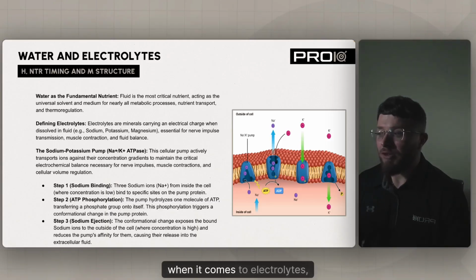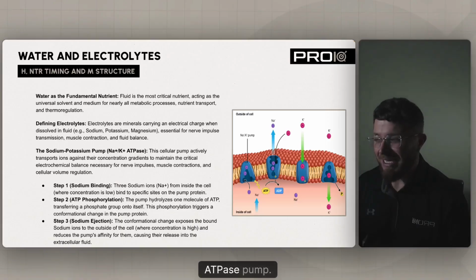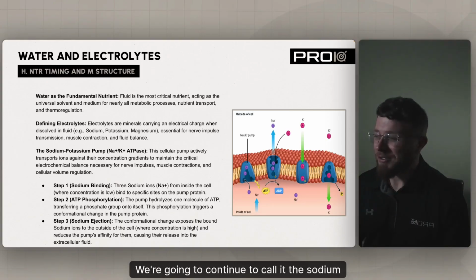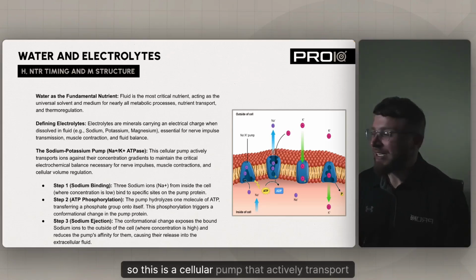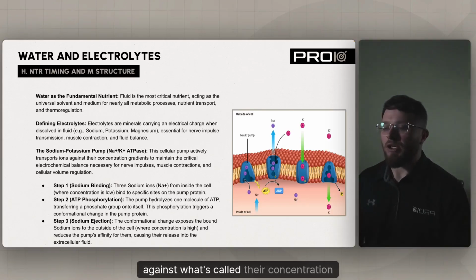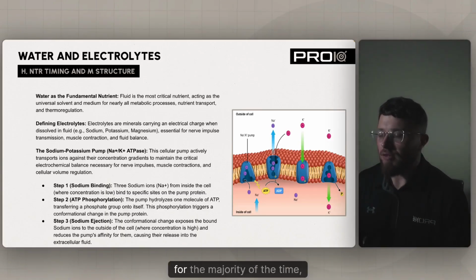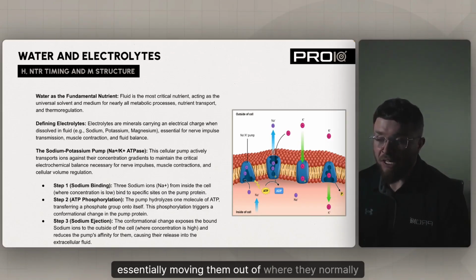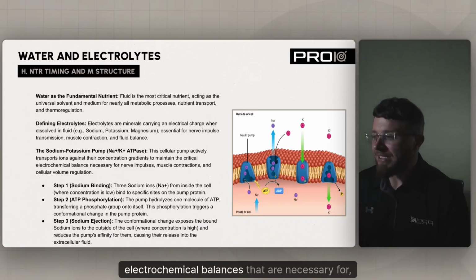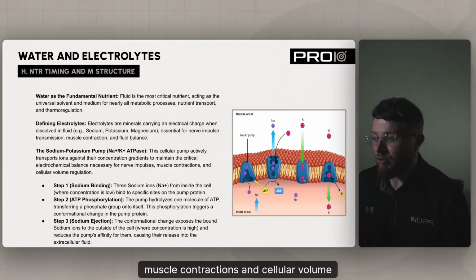More specifically, when it comes to electrolytes, it is the sodium potassium pump, or the Na+/K+ ATPase pump. Well, let's not go about calling it that. We're going to continue to call it the sodium potassium pump, right? So this is a cellular pump that actively transports ions, which is another word for electrolytes, against what's called their concentration gradient, i.e. where they stay in larger concentrations for the majority of the time, essentially moving them out of where they normally are. And this allows for the maintenance of critical electrochemical balances that are necessary for, like I said, nerve impulses, muscle contractions, and cellular volume regulation.